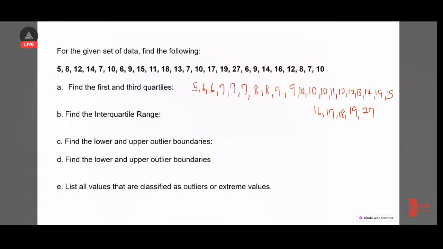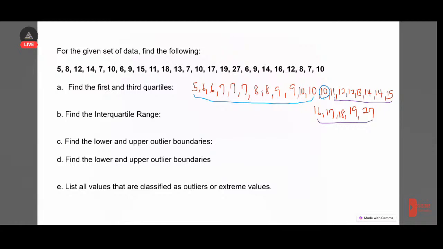Now, for the first quartile, you have to divide the data set into 2, leaving out the median. The median is this 10. This is the median. You leave out the median. So you divide the data set into 2. This is the first half, which is 12 values in total. And you have the other half of the data, which is from 11 down to 27.